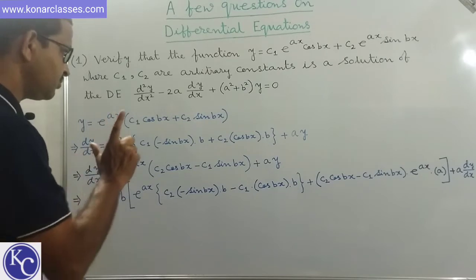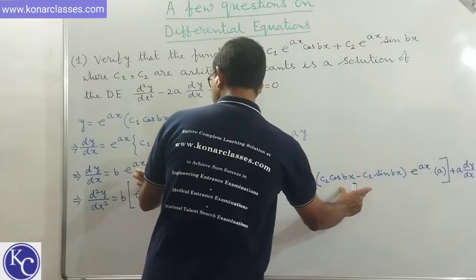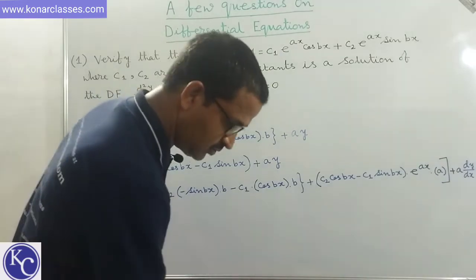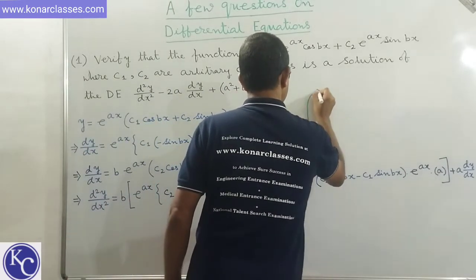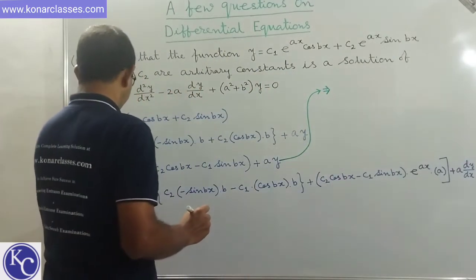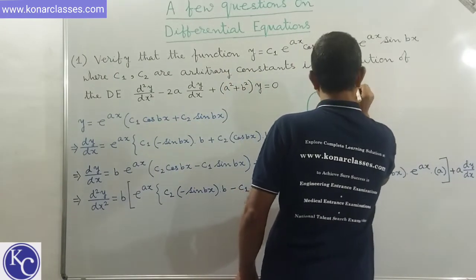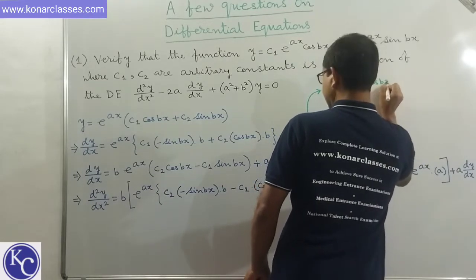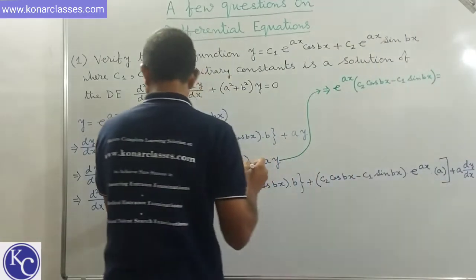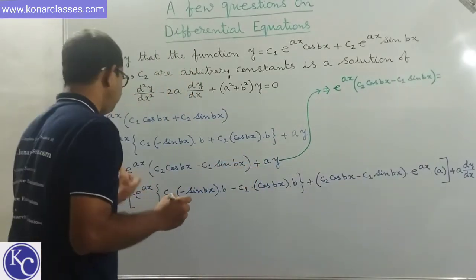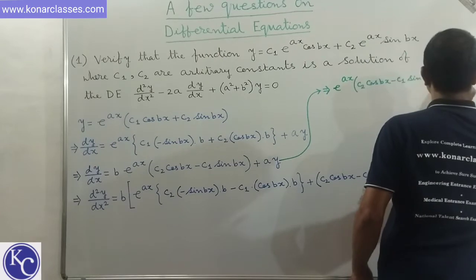Before we simplify, dear students, one important thing we see is that e power ax into c2 cos bx minus c1 sin bx we can simplify here. So let's look into this particular one. From here, whatever I am writing in the green color, e power ax into c2 cos bx minus c1 sin bx is equal to dy dx minus ay by b, that is equal to dy dx minus ay divided by b.